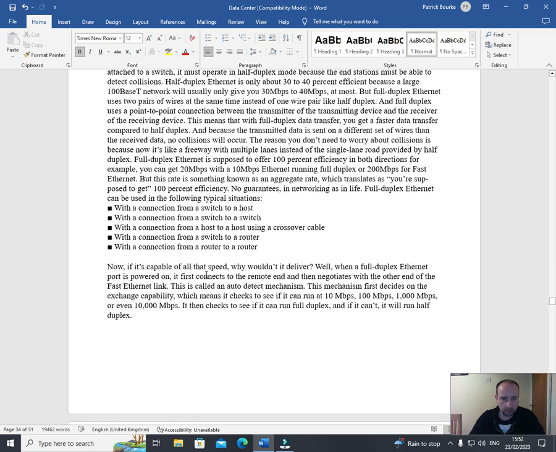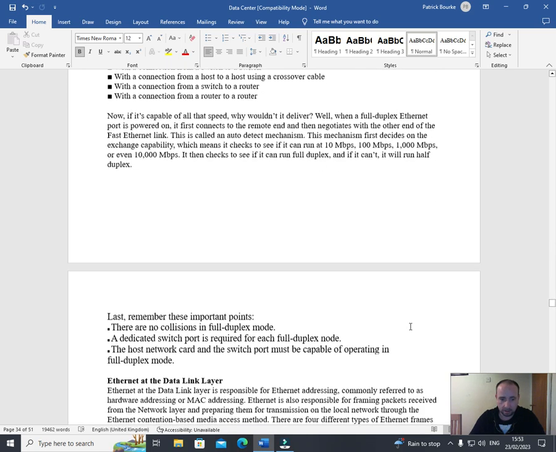Now, if it's capable of all that speed, why wouldn't it deliver well? When a full duplex Ethernet port is powered on, it first connects to the remote end and then negotiates with the other end of the fast Ethernet link. This is called an auto-detect mechanism. This mechanism first decides on the exchange capability, which means it checks to see if it can run at 10 Mbps, 100 Mbps, or 1000 Mbps, or even 10,000 Mbps. It then checks to see if it can run full duplex. If it can't, it'll run half duplex.